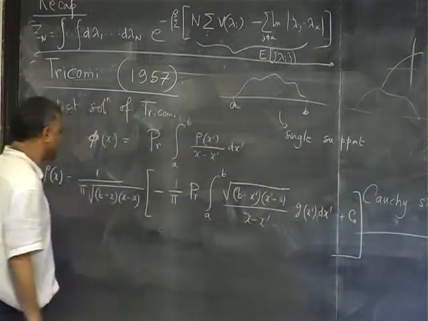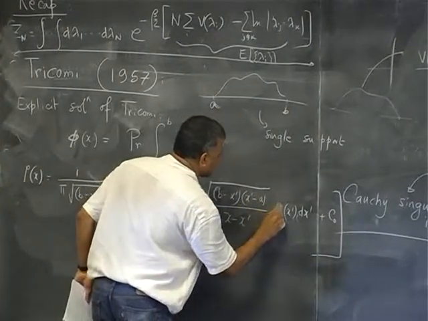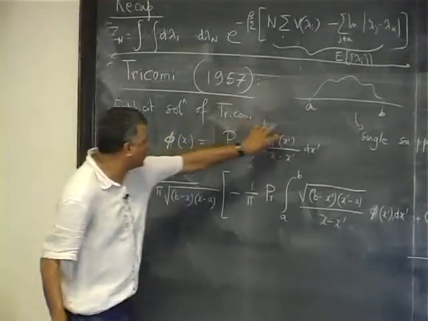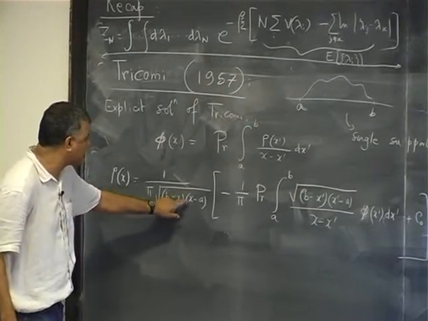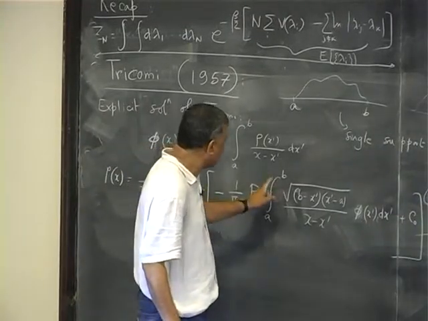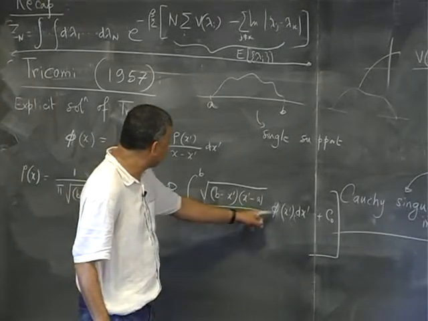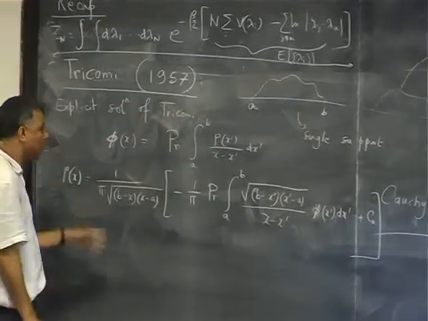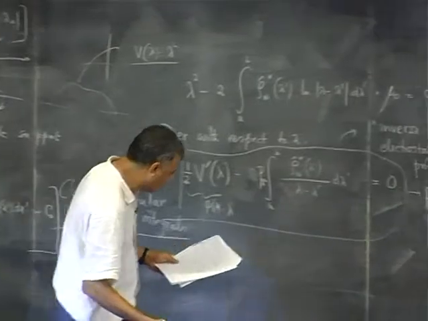Okay, so this is the solution, the inversion formula. Sorry, this is phi of x. So I have phi of x, I want to calculate rho of x. The inversion formula is precisely this. You have 1 over pi square root of (b minus x)(x minus a), times the principal value integral from a to b of square root of (b minus x prime)(x prime minus a), divided by x minus x prime, times phi of x prime dx prime, plus some arbitrary constant. The proof of this is very difficult. It's not so easy to prove, so I will not go through the proof.